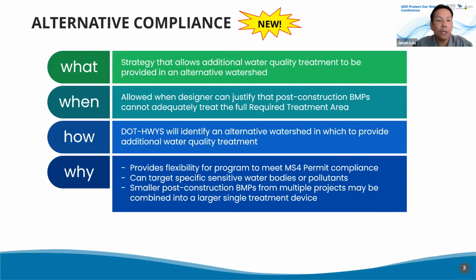And also you can hope to realize some economies of scale. So if you have, for example, 5 projects that have half an acre that requires treatment, there's the possibility of DOT combining that into just one project and one single treatment device, which would hopefully have some savings realized for design fees as well as construction costs, and definitely maintenance. Maintenance of one BMP is probably a lot cheaper than doing 5 separate ones.